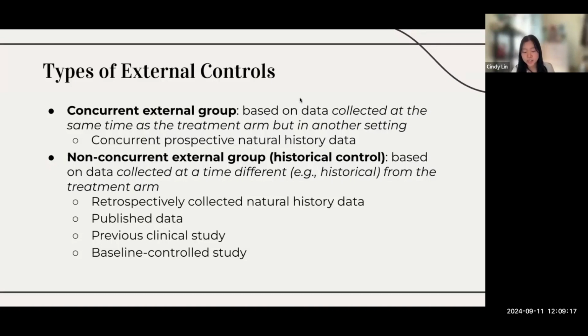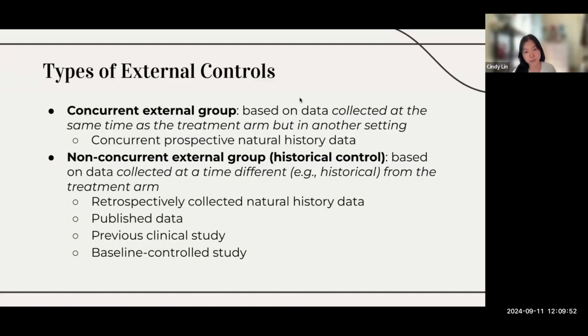A natural history study may include patients that are either receiving the current standard of care or emergent care, and it can be done retrospectively or prospectively. These types of studies inform us of the treatment expectations and progression over time, giving us insight into the overall treatment impact. So concurrent external control groups allow us to have a real-time comparison while addressing the ethical constraints that the internal controls give us.